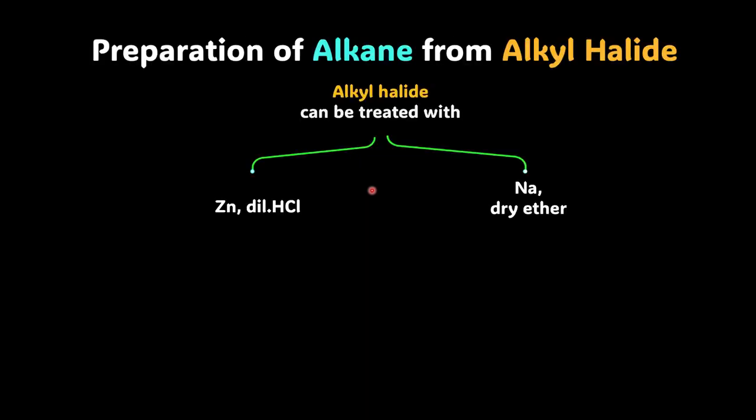Now let's make use of alkyl halides. So we can take alkyl halide and can treat it with zinc in the presence of dilute hydrochloric acid, or we can add sodium in the presence of dry ether. So let's see what happens in both the cases. Let's start with the first one when we take zinc in the presence of dilute hydrochloric acid.